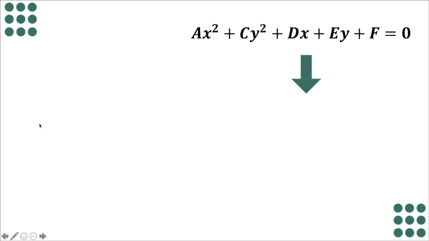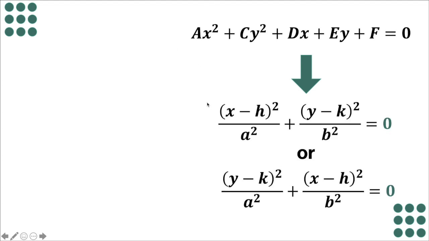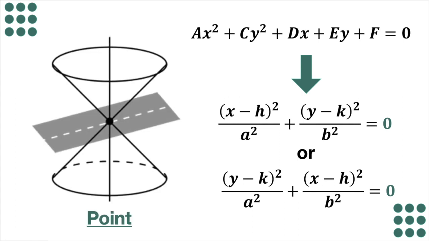Now let us observe when the general equation of an ellipse, after being manipulated algebraically, turns out to be of this form. Instead of equating to 1, it turns out to be equal to 0. What kind of conic is this? This turns out to be a point. Now, why is this a point? Let us investigate the equation.